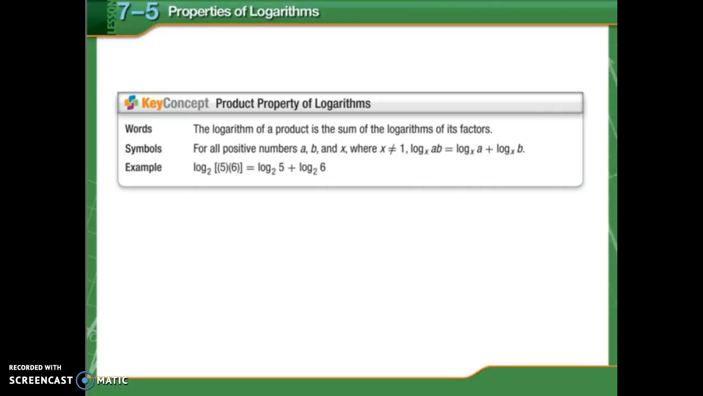So our first property of logarithms is the product property, which means multiplication. For example, if I have the log, no matter what base it is, of two things that are multiplied together, that's equivalent to the sum of the logs of those two expressions. So basically, here's your concept: log base x of AB is log base x of A plus log base x of B.